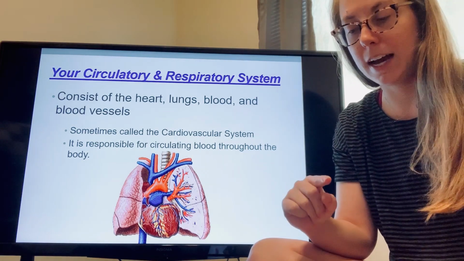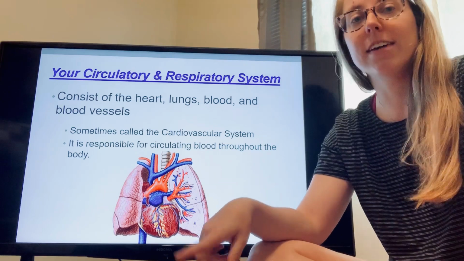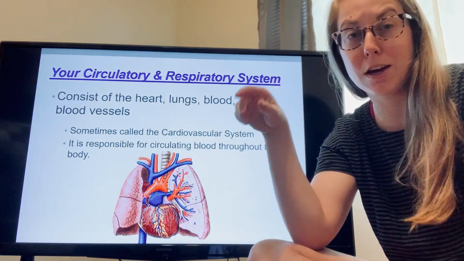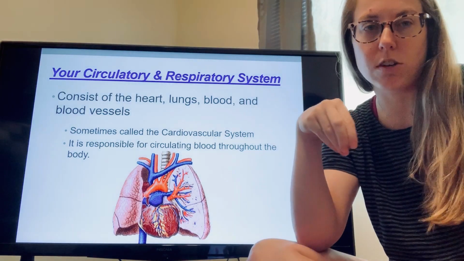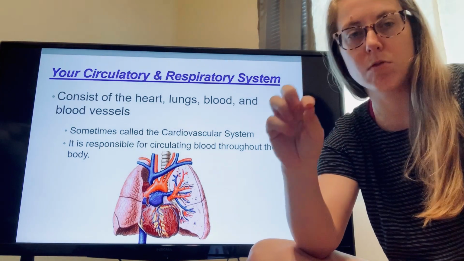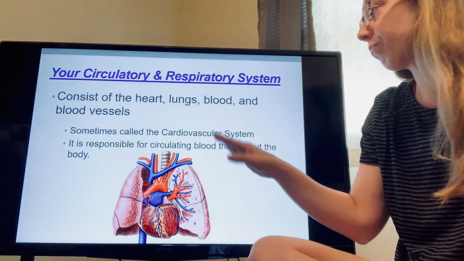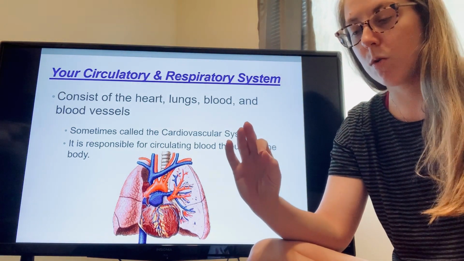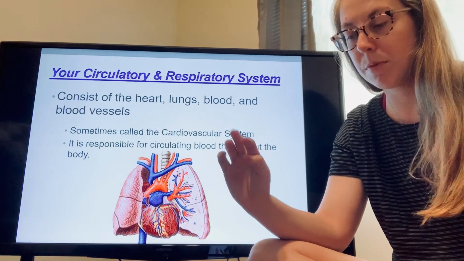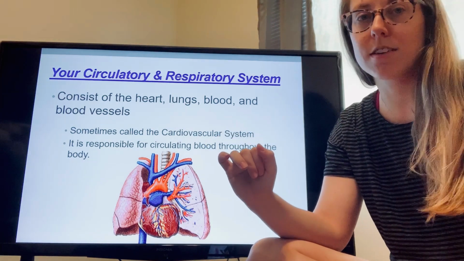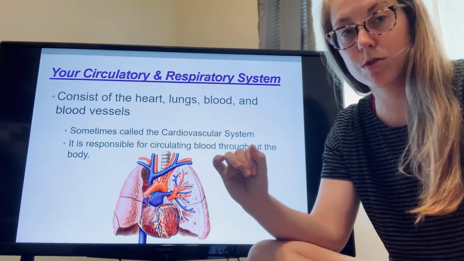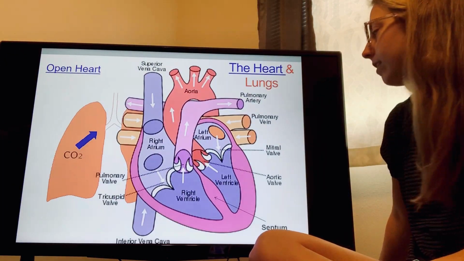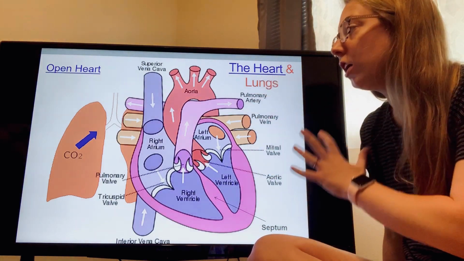So we're going to dive into the different parts today, and then we are going to follow up this lesson with how it actually goes through the whole heart, lungs, all of that. Not hard, promise, we got this. All right, so that's that little blank at the top. The cardiovascular system, or the circulatory and respiratory system, they consist of the heart, the lungs, the blood, and the blood vessels. All right, so moving forward, this is the heart.